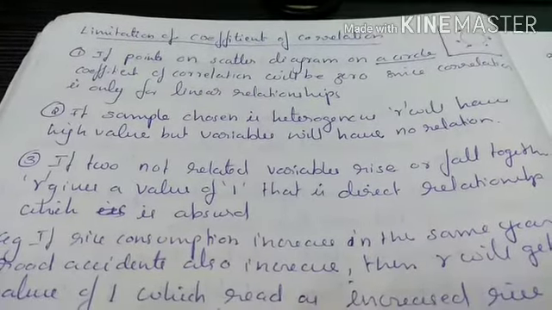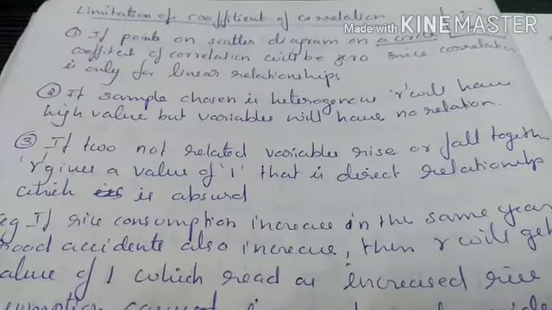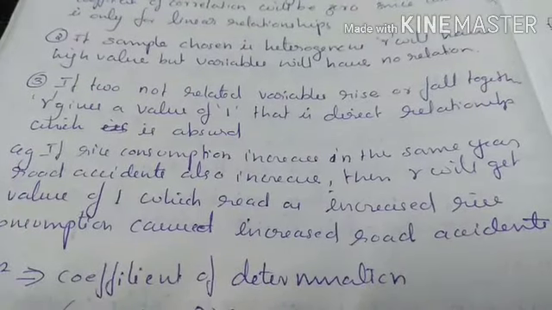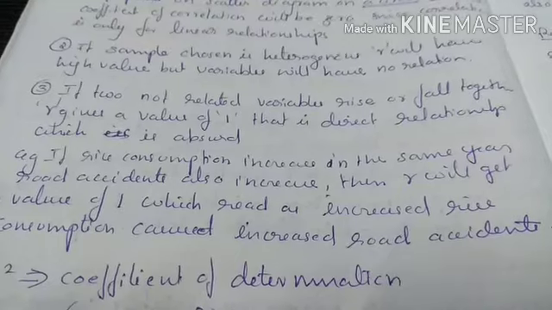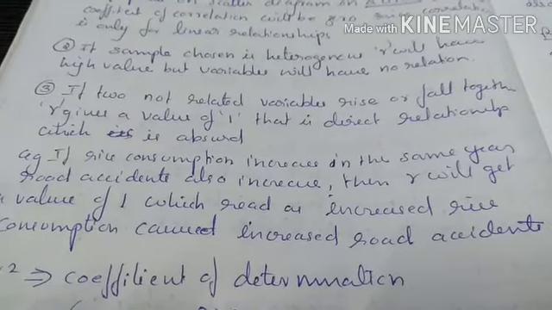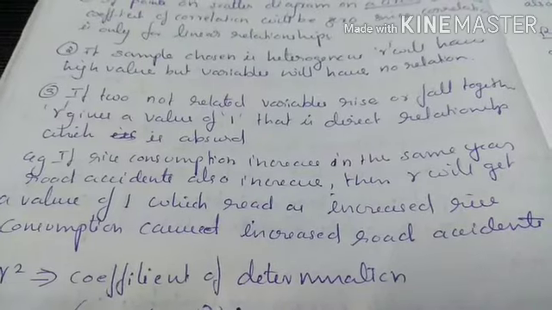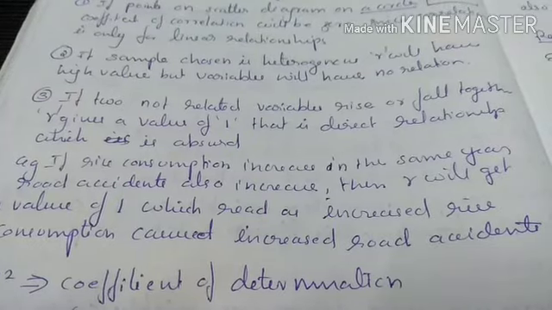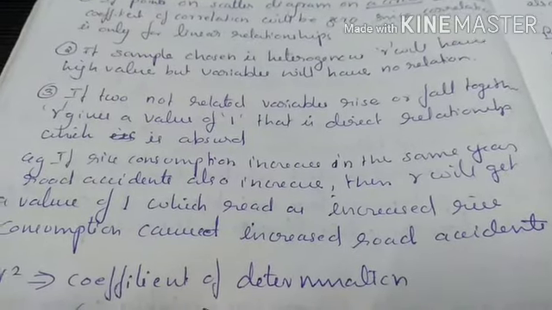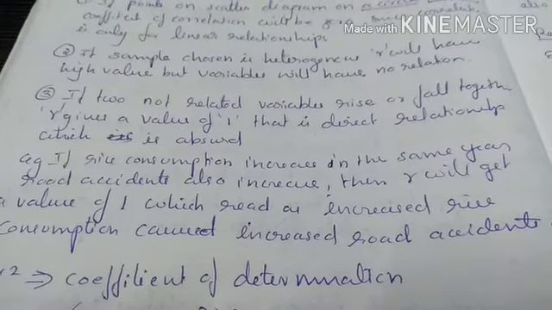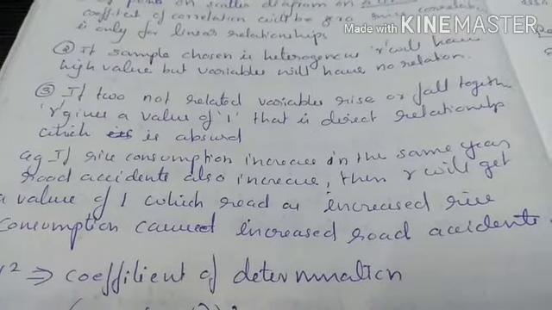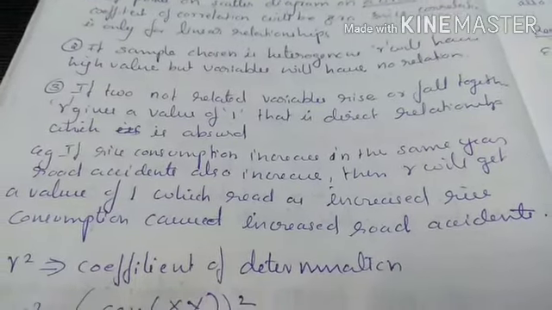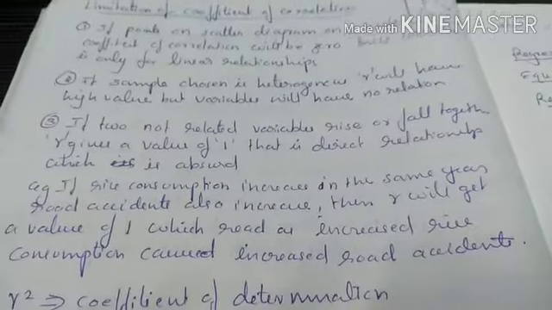If two unrelated variables rise or fall together, R gives a value of 1, that is a direct relationship, which is absurd. For example, if rice consumption increases in the same year, road accidents also increase. That is, R will get a value of 1. If we plot road accidents on the x-axis and rice consumption on the y-axis, it will give a linear relationship, and R will have a value of 1, which reads as increased rice consumption caused increased road accidents. This is totally absurd. So these are the limitations of the coefficient of correlation.